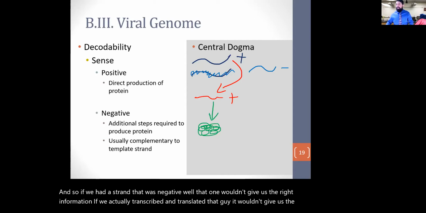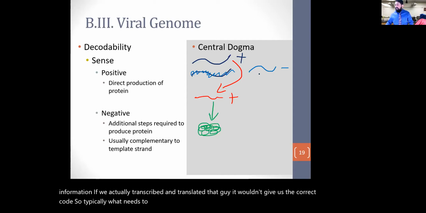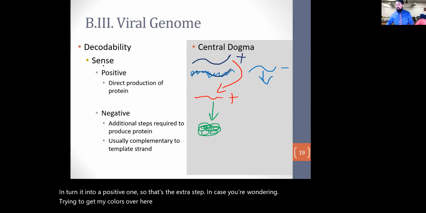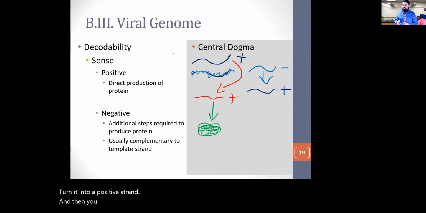So typically what needs to happen is that we need to take that complementary strand, that negative sense strand, and turn it into a positive one. So that's the extra step, in case you're wondering. Trying to get my colors over here coded. Give me 1 second. Turn it into a positive strand, and then you can fulfill the process.